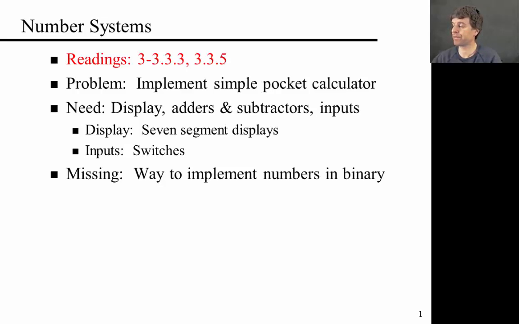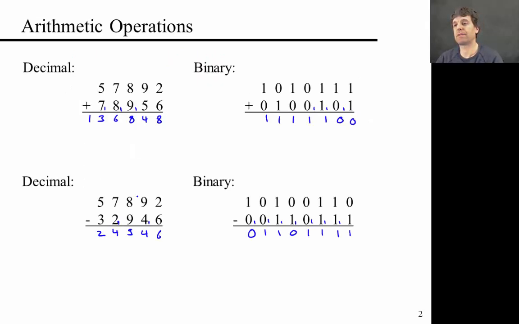What's missing really is a way to implement numbers in binary and to manipulate them, to do arithmetic with them. I'm going to assume that you already know binary numbers, that you're comfortable converting from binary to decimal and back, and that you've also heard of hexadecimal numbers and can convert between them and binary numbers, etc. On this slide, I just want to briefly remind you of how addition and subtraction are done. The main idea is that addition and subtraction are essentially done in the same way as with decimal numbers, except that it's base 2 instead of base 10.